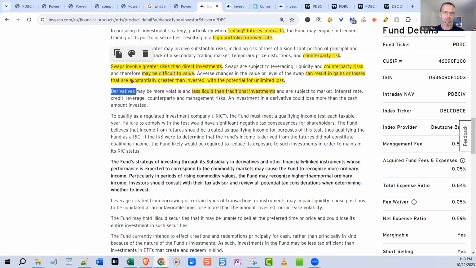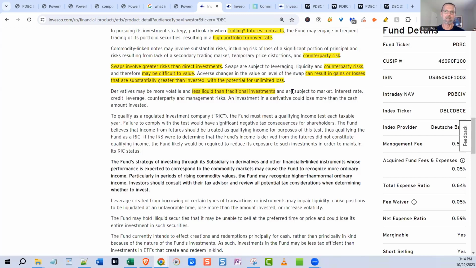Derivatives. And so again, we're talking about the swaps, less liquid potentially than traditional investments. And that's because, again, there is no fixed market for trading swaps.